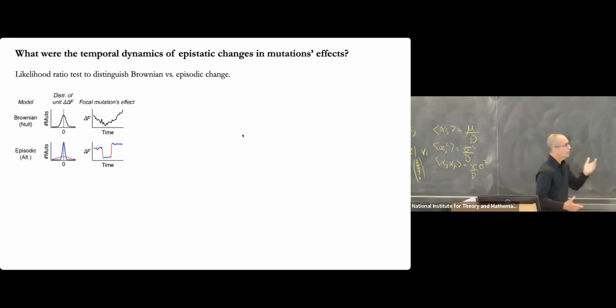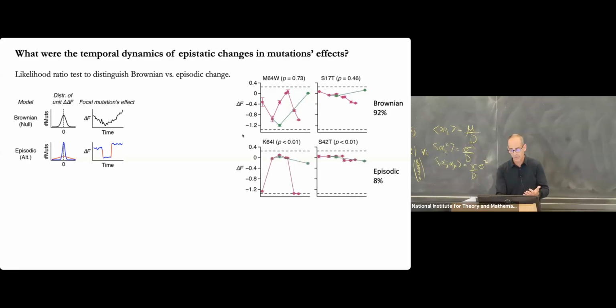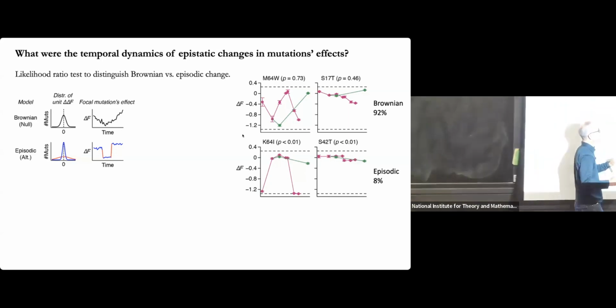So we used a likelihood ratio test to test for the ability to reject the Brownian model on every single mutation. And we found that we could not reject Brownian motion for 92% of the mutations. We could for 8%. And I've just shown you two examples each.